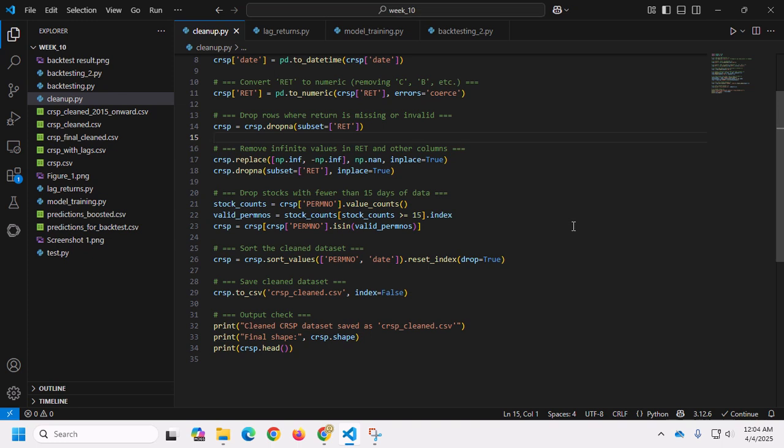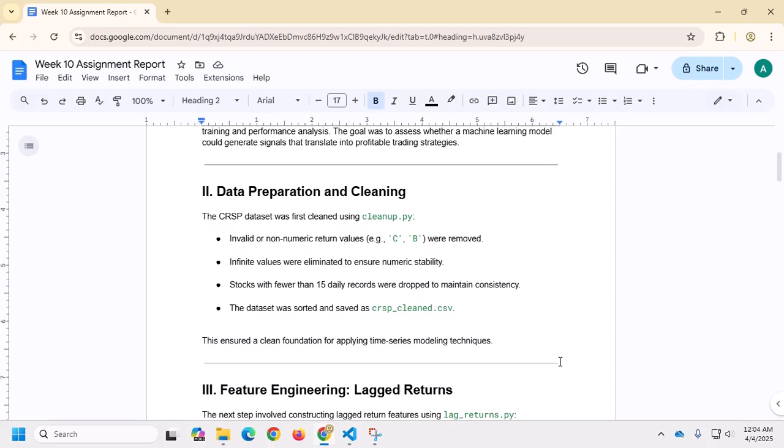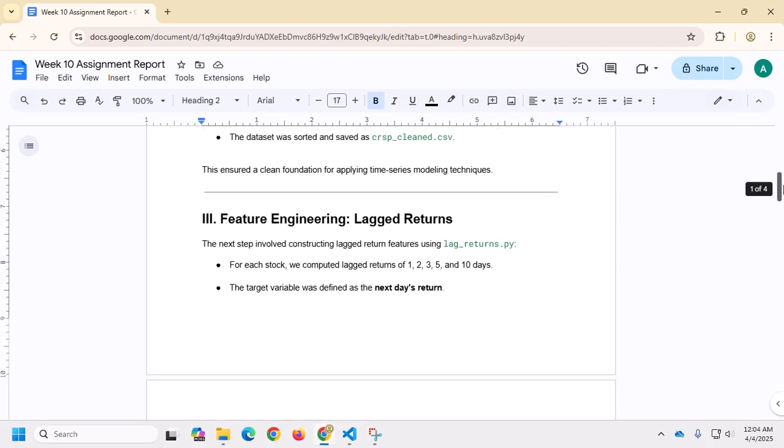My original data set had data from 2010 to 2024. Then I had to remove 2010 to 2015, and therefore this was the one that was cleaned up and then used later. So we move on to this file, but before that, let me jump back onto the report.